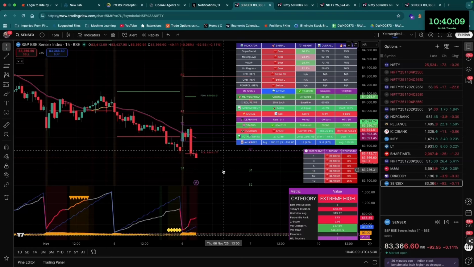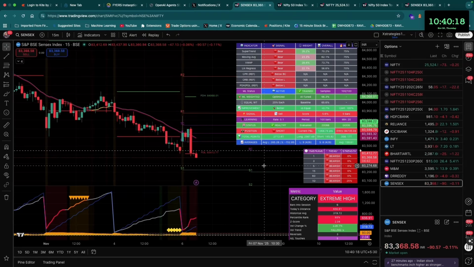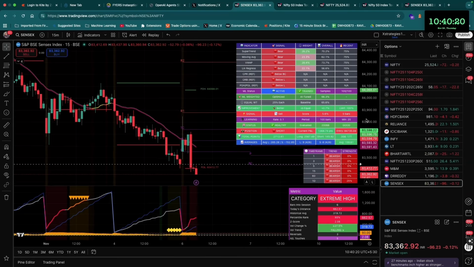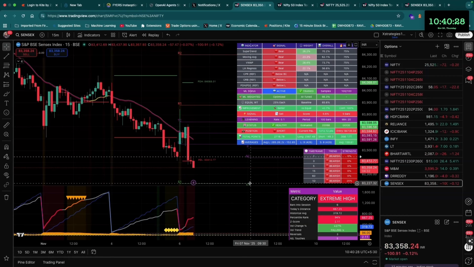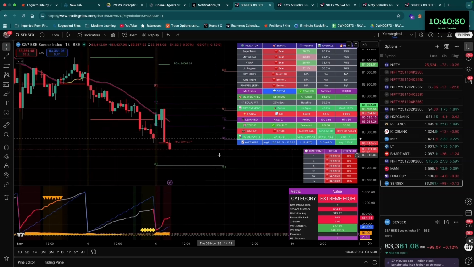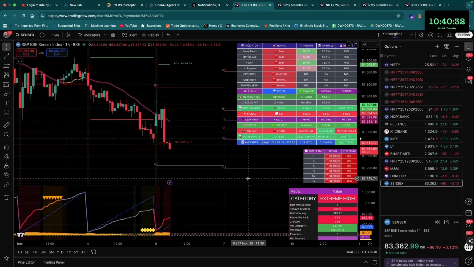We have S1 here, which is about 83226. Not very far. Sensex is at about 83365 right now. So I think it will probably hover between the BC of this pivot point, which is about 83551, and the bottom at about 83227. I think these are the two points which are quite critical. So let's watch what is happening between these two levels.